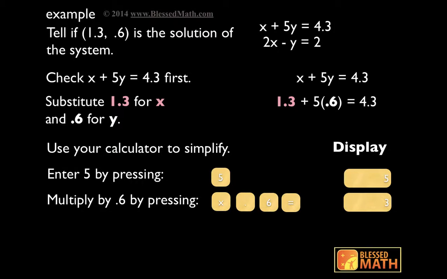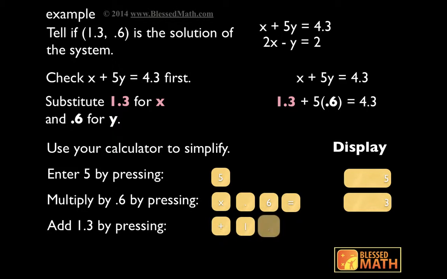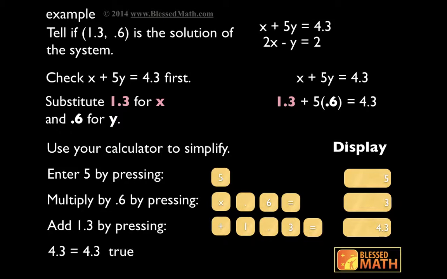So we've done 5 times 0.6 to get 3. We still need to add that 1.3 from the left. So we add 1.3 by pressing the plus sign, 1.3, equal, and we should have 4.3. Since 4.3 is equal to 4.3, it's true to say that this point is a solution of the first equation, x plus 5y equals 4.3.